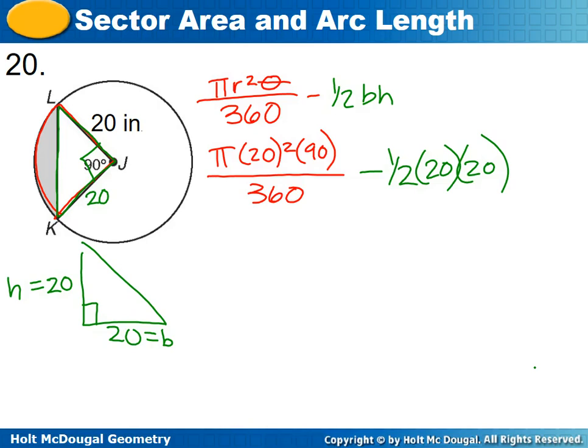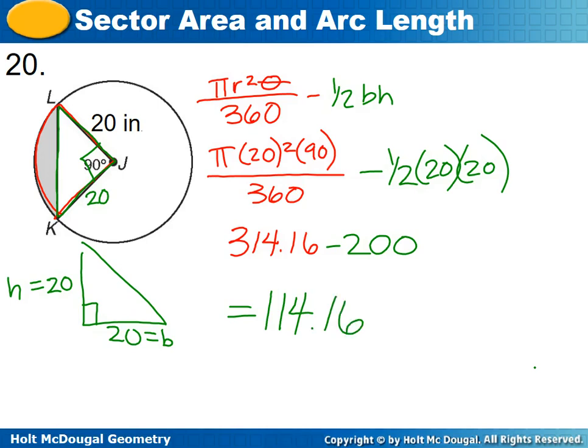So when we do this problem, when we get the area of our sector here, this is going to be 314.16. And then when we do 20 times 20, that's 400. Half of 400 is 200. So we're going to subtract 200 from that. So our answer for this one is going to be 114.16. And this time again, it's going to be inches squared.